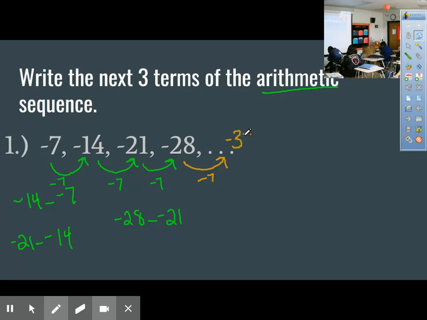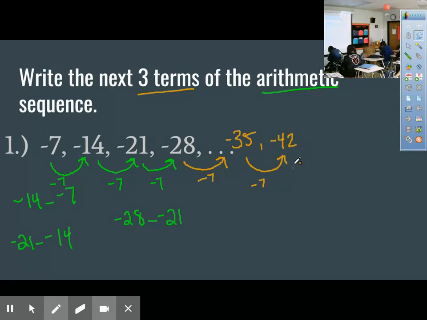Negative 35. So that's the next number, negative 35, but it wants the next 3 terms. Okay. Well, I have negative 35. Cody, how am I going to figure out the next number? Subtract 7. Yeah, subtract 7. And Cody, what do you get when you subtract 7? Negative 42.